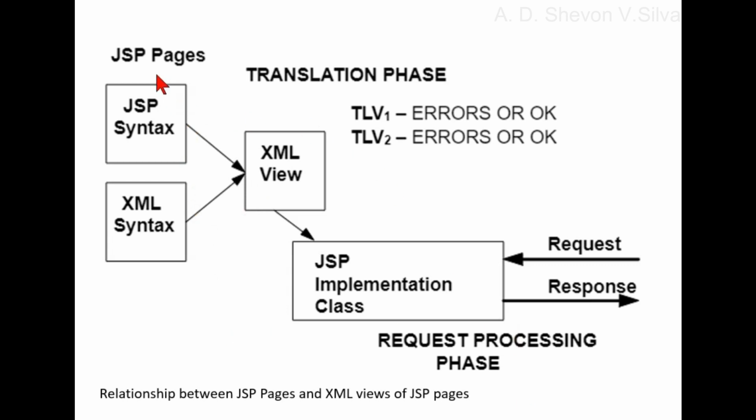Here you can see JSP pages, JSP syntax and XML syntax. JSP syntax and XML syntax are connected to the XML view. This is the translation phase. TLV1 errors OK and TLV2 errors OK, and the XML view is connected to the JSP implementation class. Here we are in the request processing phase, and the request is connected to the JSP implementation, and the response is produced from the JSP implementation class.